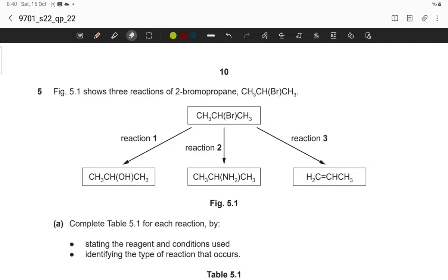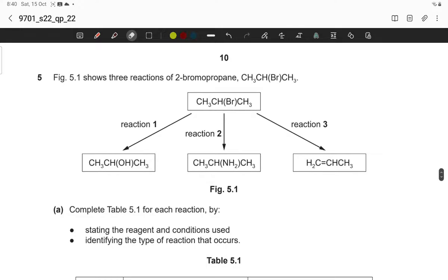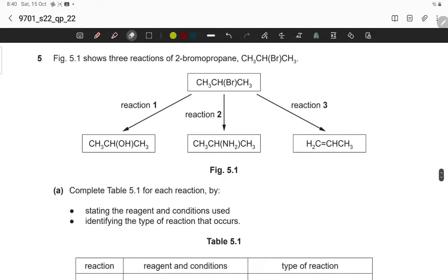This is the second part of the 9701 paper 22, May/June 22 question paper. Question number 5, figure 5.1 shows three reactions of 2-bromopropane, CH3CHBrCH3. This is 2-bromopropane. In reaction 1, bromine is substituted by the OH group, and in reaction 2, bromine is substituted by the amine group, and in reaction 3, propene is formed.